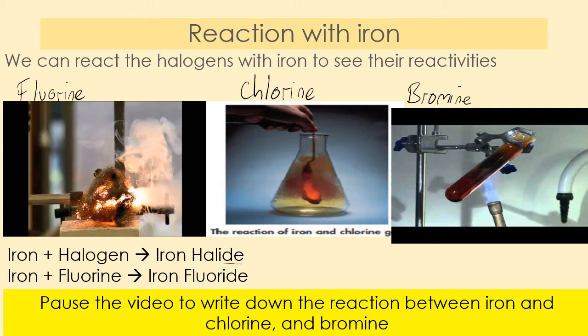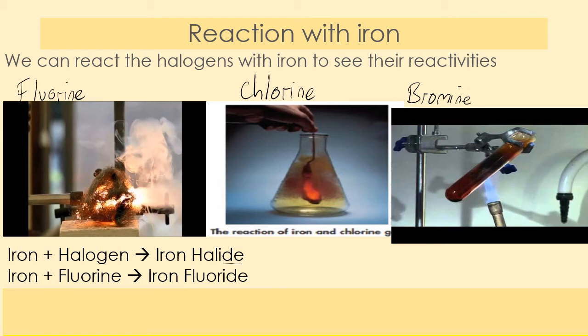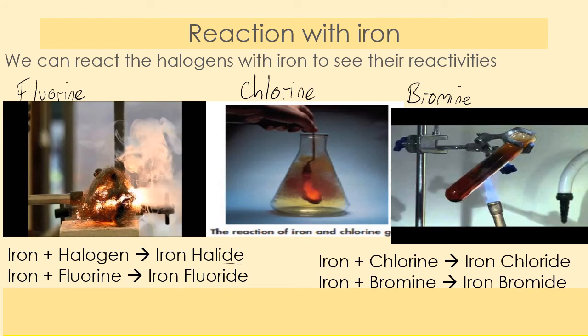I'd like now you to have a go at pausing the video and write down the reaction between iron and chlorine and iron and bromine. We'll now check your answers. So you should have got iron plus chlorine makes iron chloride, and iron plus bromine makes iron bromide. Well done if you got those correct, and remembered to change the suffix at the end from "ine" to "ide".